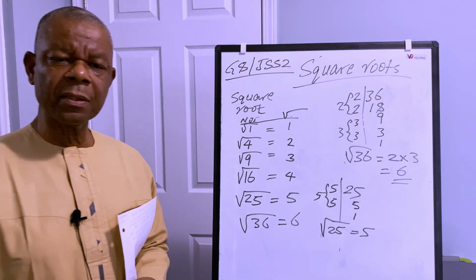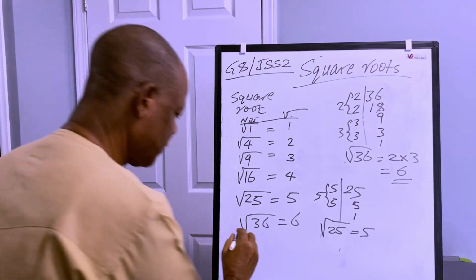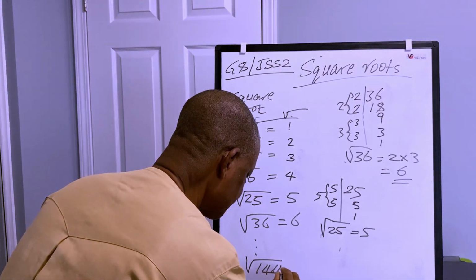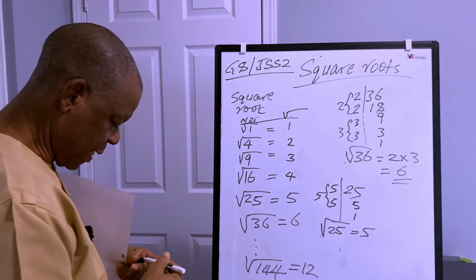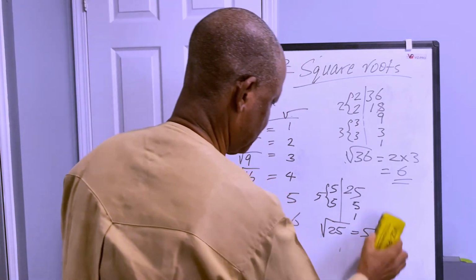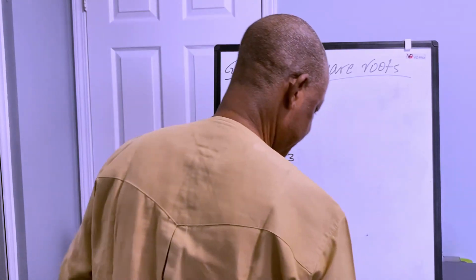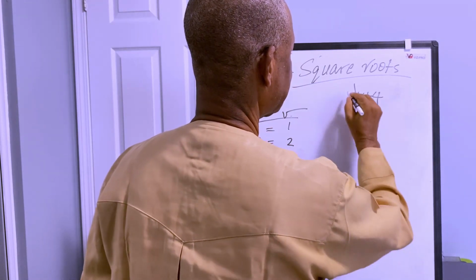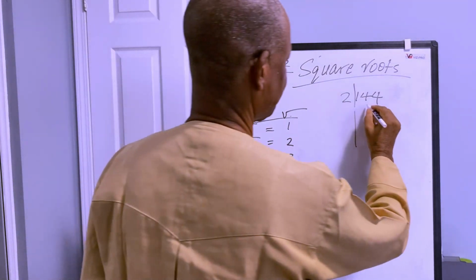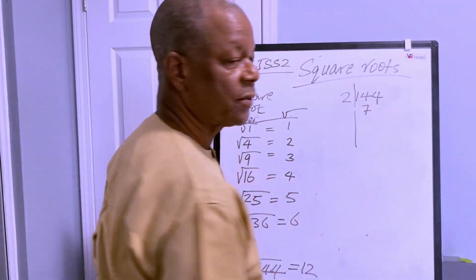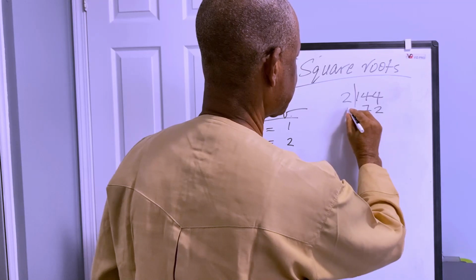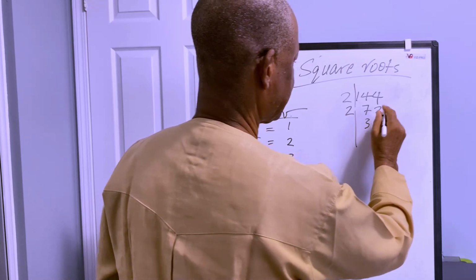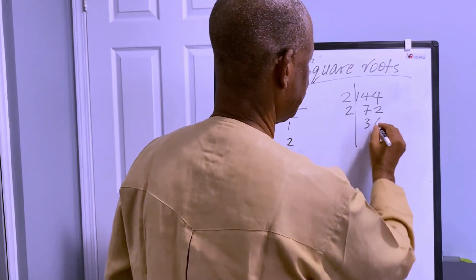And on and on. Let's say we have up to the square root of 144, which is 12. How did we get the 12? We use the same LCM continuous division by saying 144 divided by 2. This will give us 72, 72 divided by 2 is 36. 2 can still go without a remainder.